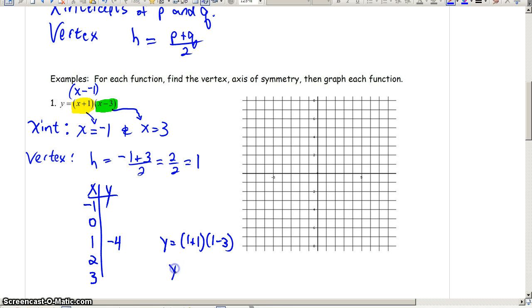Hey, let's go ahead and plug in a positive 2 as well. 2 plus 1 and 2 minus 3. Well, 2 plus 1 is a 3, but 2 minus 3 is negative 1.